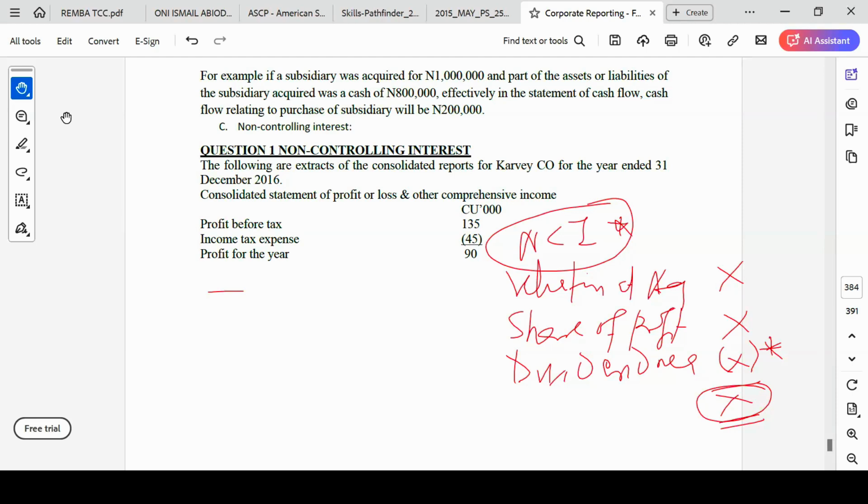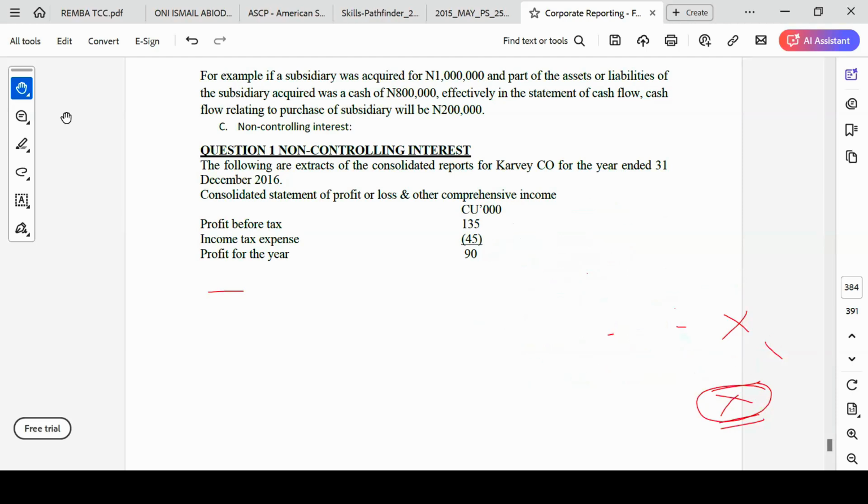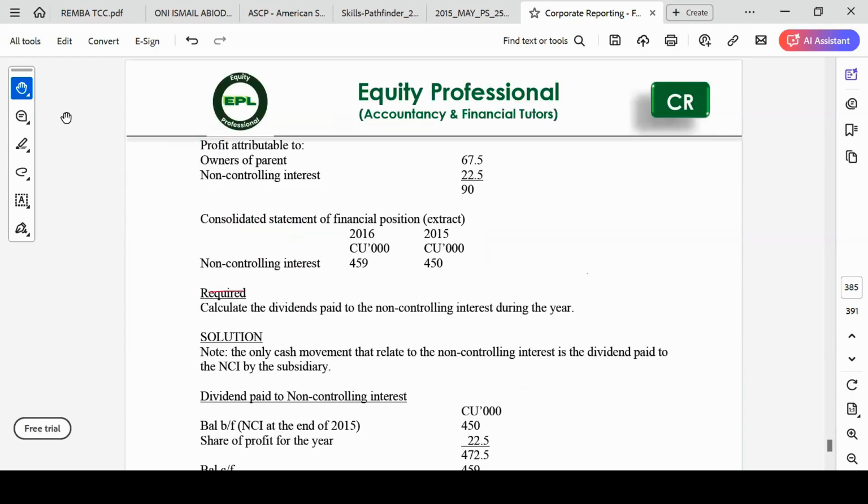Let's look at what they did here so that we can gain better understanding. The following are extracts of the consolidated report for Cavico for the year ended 31st December 2016. Consolidated statement of profit or loss and OCI. Then they gave us profit before tax, income tax expense, profit for the year. And then we have the allocation of the profit: attributable to owners of parent 67.5, NCI got 22.5, right?